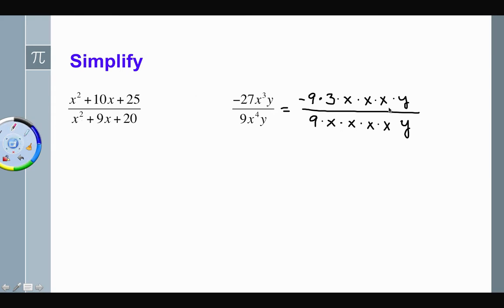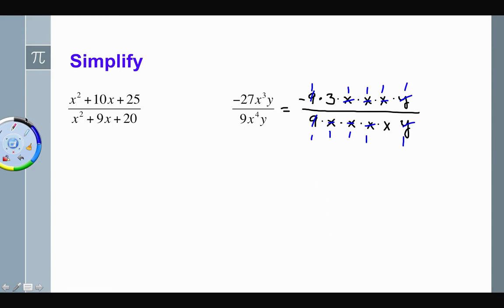So I'm going to cancel now, because technically I've factored. I'm going to cancel anything in common. So I'm going to cancel that 9 and that 9. They both become 1s. I'm going to cancel that x and that x. They both become 1s. I'm going to cancel all the x's that they have in common. And I'm going to cancel the y that they have in common as well.